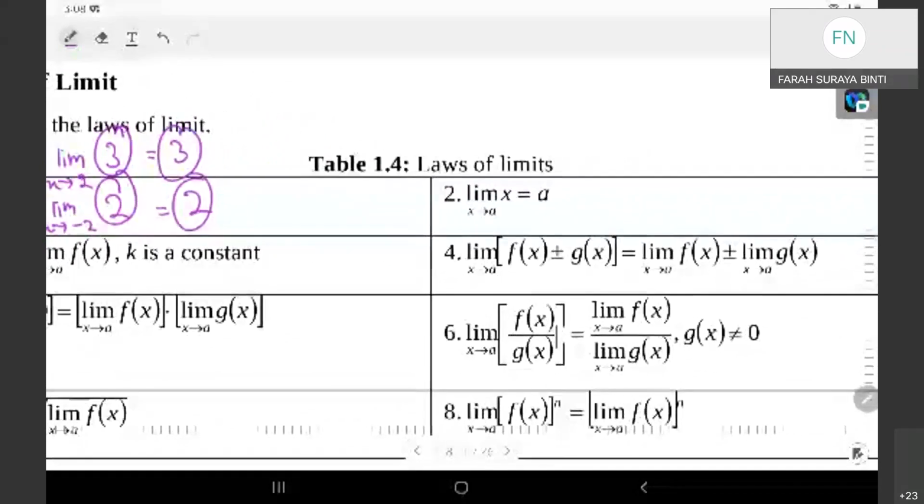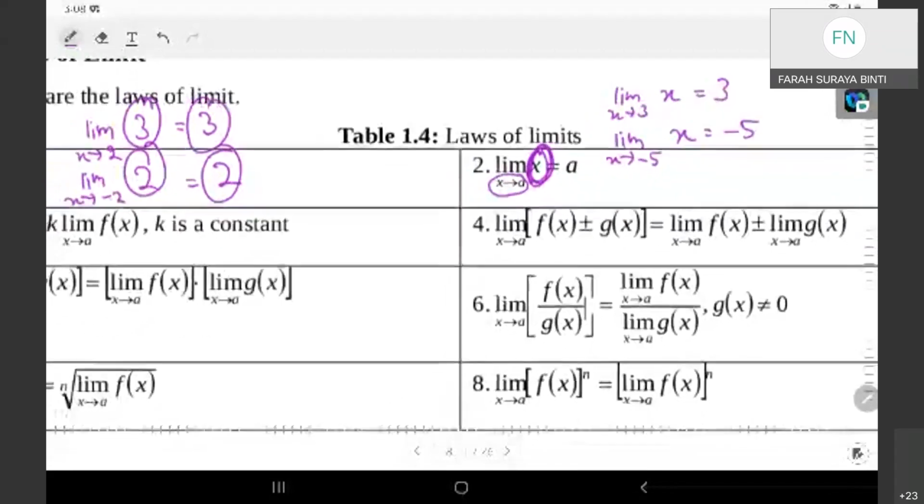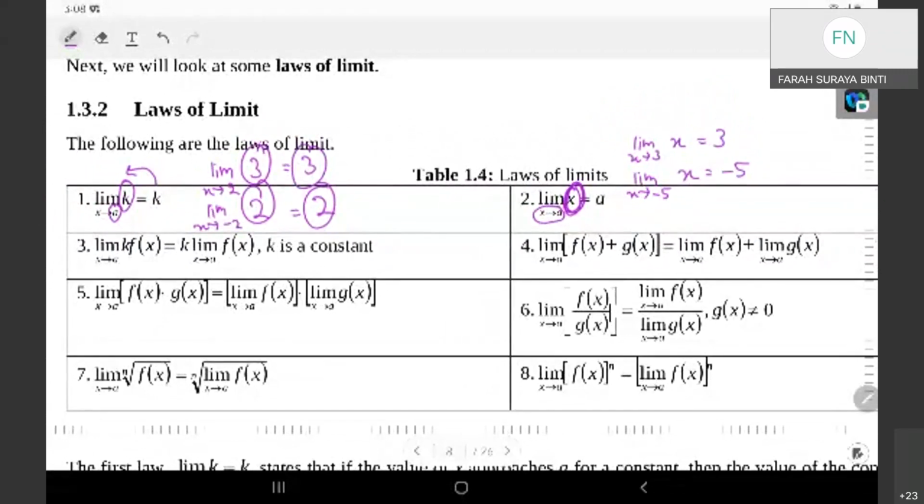Okay, law of limit number 2. Dia kata limit x approach any number and then function dia adalah x. So it is equal to a. For example, limit x approach 3, function dia x. Okay, so it is equal to apa jawapan dia? Jawapan dia 3. Okay, limit x approach negative 5. Function dia x. Tengok function dia x. So jawapan dia negative 5. Okay, ni law of limit number 2.